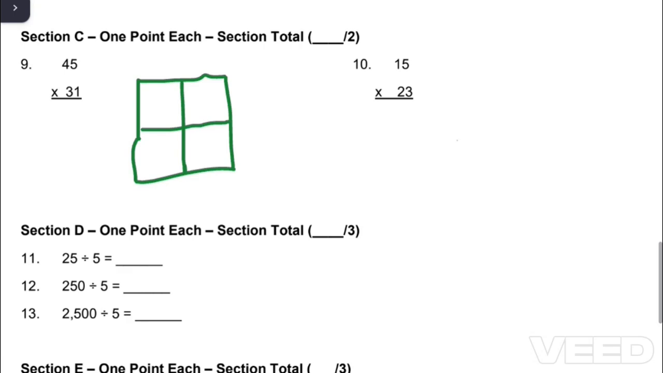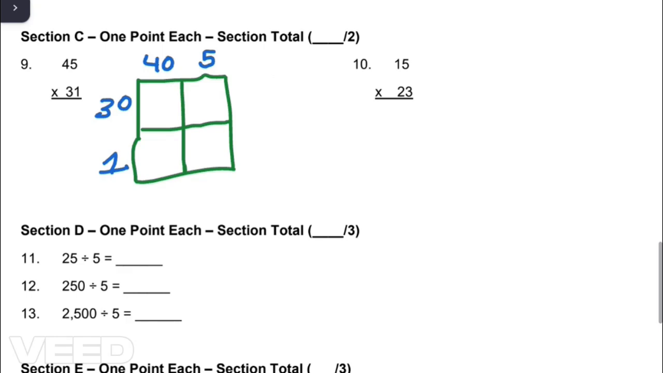The 45, we are going to split into 40 and 5, into its tens and its ones. And the 31, guess what? We're going to split it into 30 and 1. Its tens, the value of its tens and its ones. I should say the value of the tens. Okay? And then we just fill in this chart.